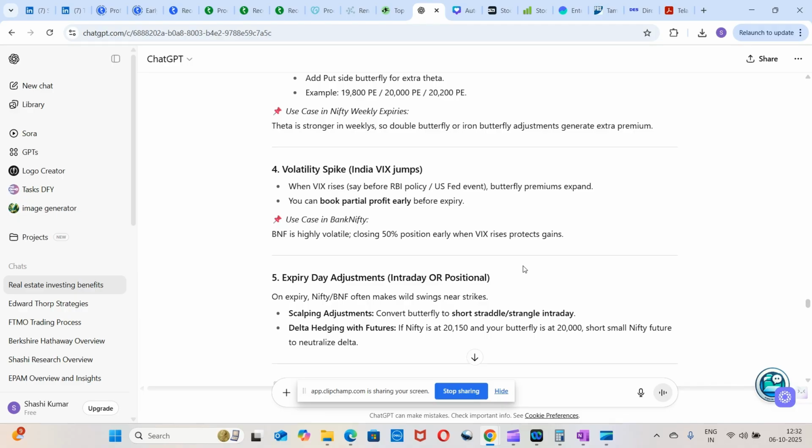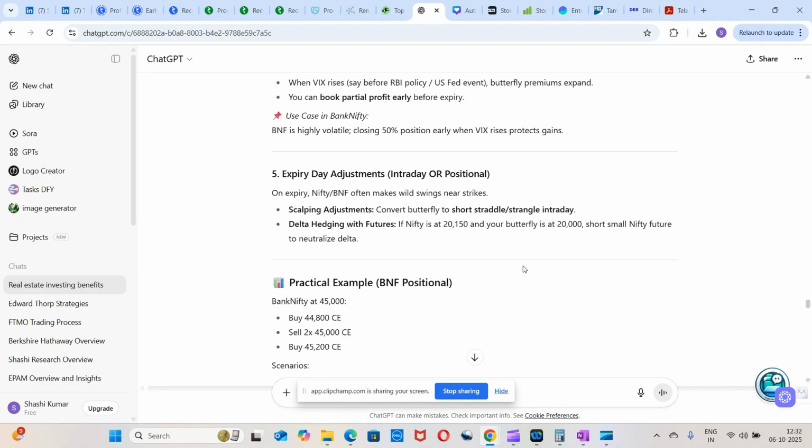Okay, expiry day adjustments, intraday or positional. On expiry days, there will be wild swings near the strike. So you could do a scalping adjustment, converting this butterfly to a short straddle or a strangle on intraday. Okay, so that's what you do. Or you could delta hedge with futures. If Nifty is at 20,150 and your butterfly is at 20,000, short a small Nifty future to neutralize the delta.